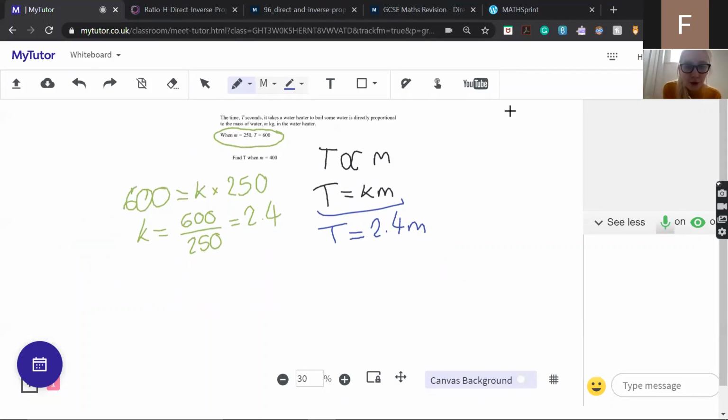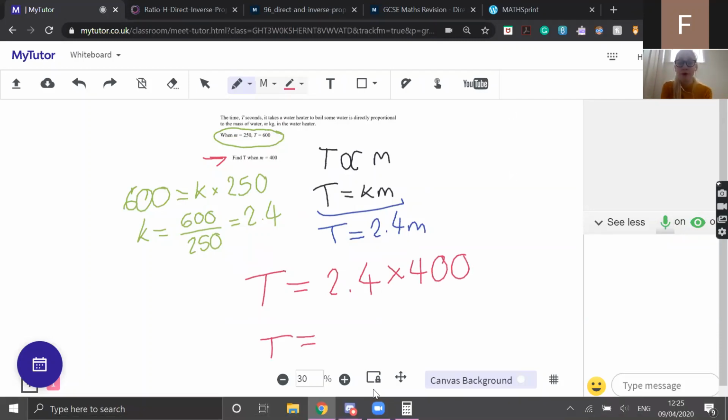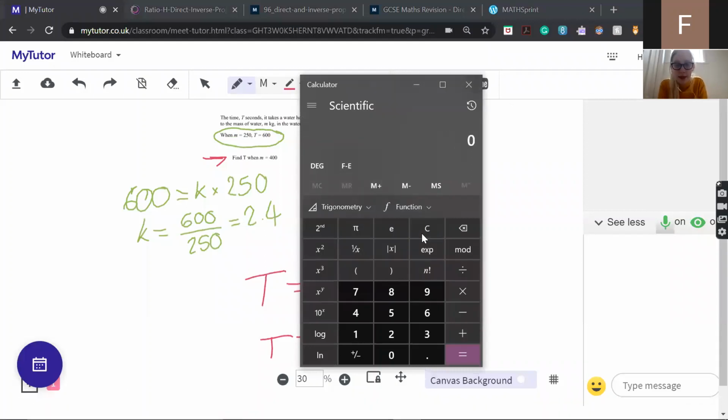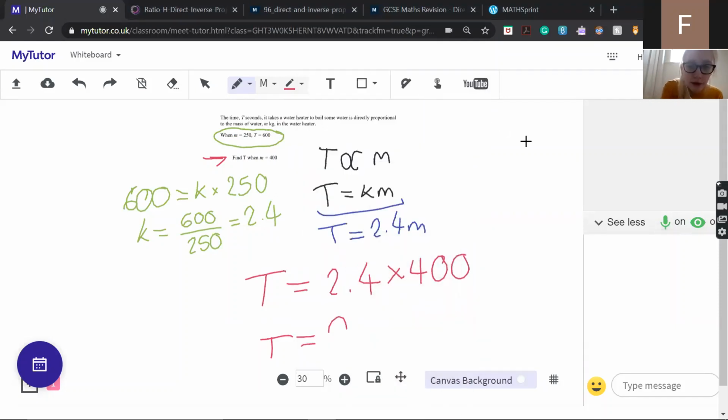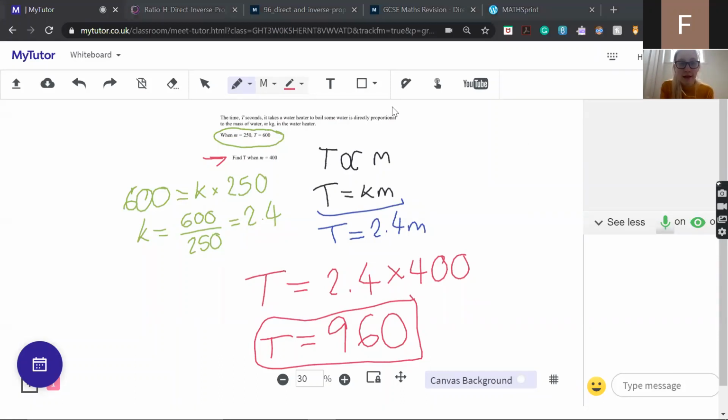So now we have a look at the actual question here. Find T when M equals 400. Well, all we do is plug it in to this equation that we now have. So T equals 2.4 times M, and M is given as 400. So to find T, we just have to do 2.4 times 400, and that will be 960. So a few of you got that really early on, which is fantastic. Hopefully that makes sense.